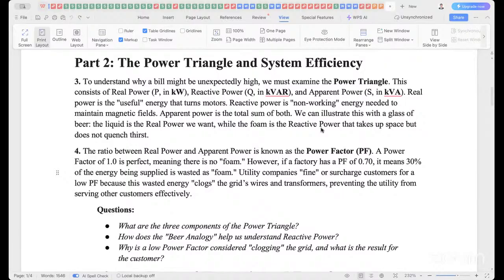Now the last question for this part, before we go to other discussions: why is the low power factor considered clogging the grid? And what is the outcome for the customer?